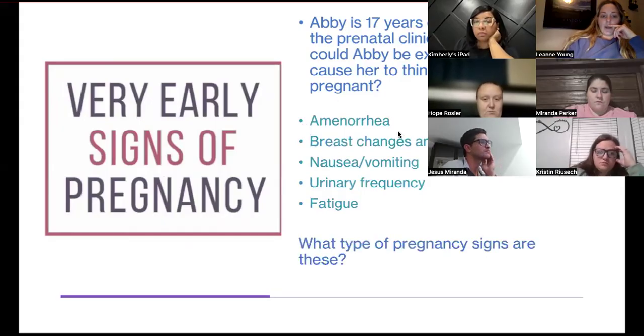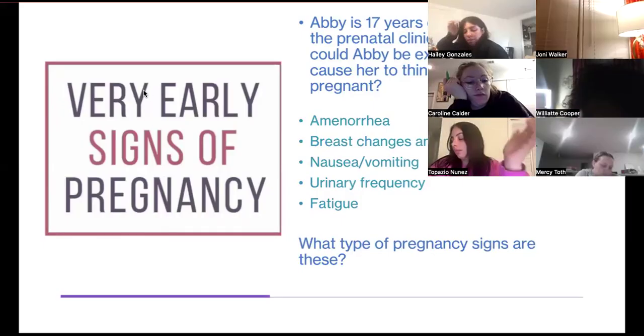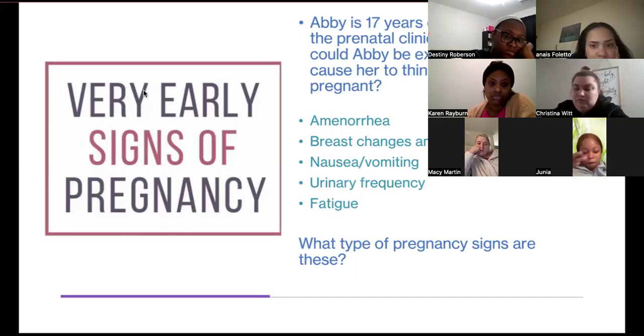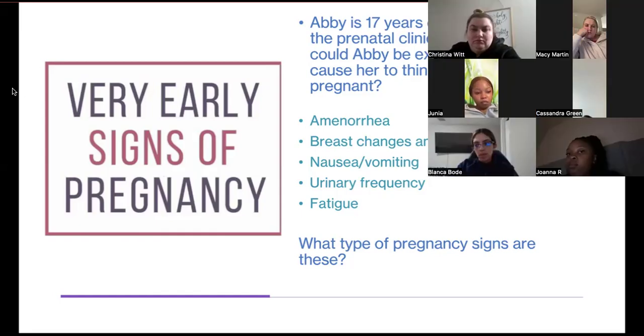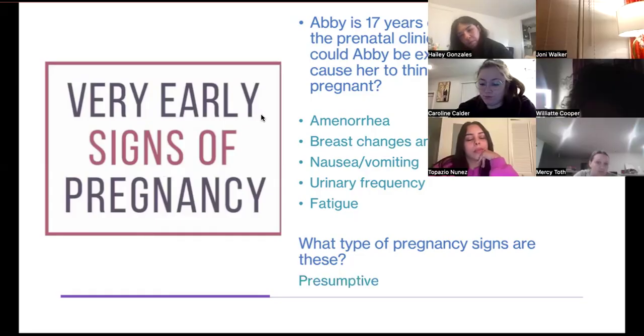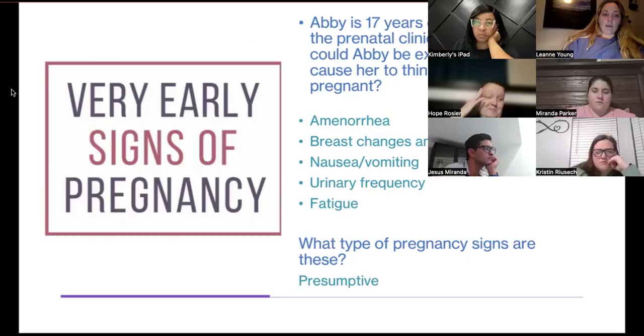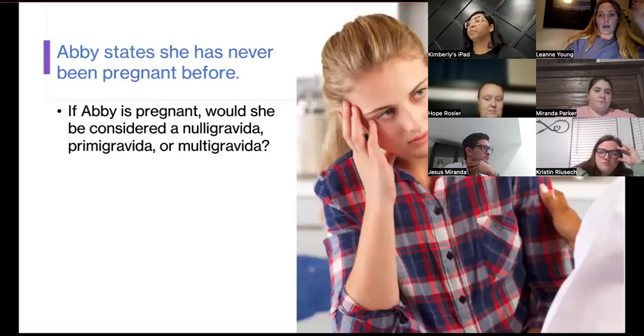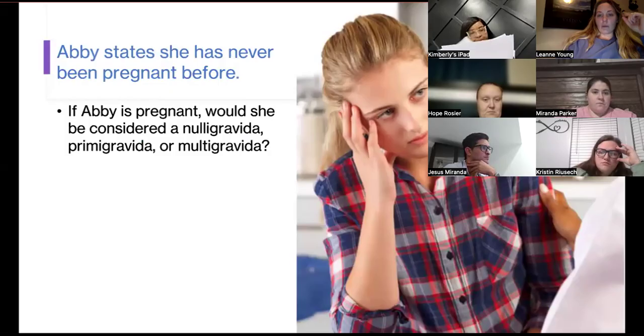So amenorrhea, she misses her period. She's having some breast changes and tenderness. She's having nausea and vomiting, urinary frequency and fatigue. All of these things a patient can experience that may lead her to think that she's pregnant, that don't necessarily mean that she is. What would we call these signs? Presumptive. Yep, presumptive signs of pregnancy. You got it. So in class, we talked about presumptive, probable, and positive signs of pregnancy. So that's where we're moving now. We're going to match up presumptive or probable pregnancy signs.